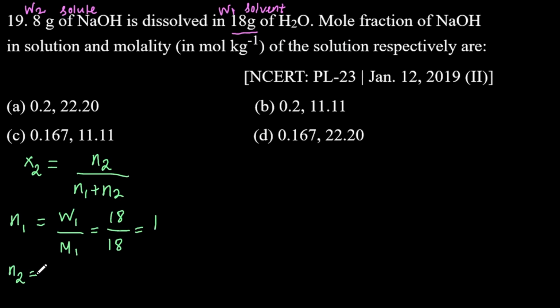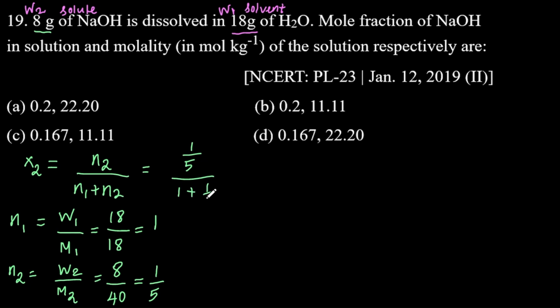Then we will go to N2, W2 divided by M2. So W2 is given in the question, the given mass of NaOH is 8, divided by the molar mass of NaOH, which is 40. So if we cancel this, we will get 1 by 5. Let us keep that as it is. So we will substitute this in the mole fraction formula. N2 is 1 by 5, divided by N1 which is 1, plus 1 by 5.